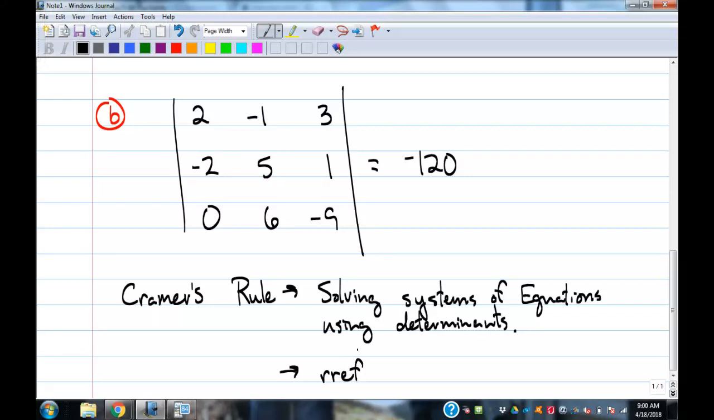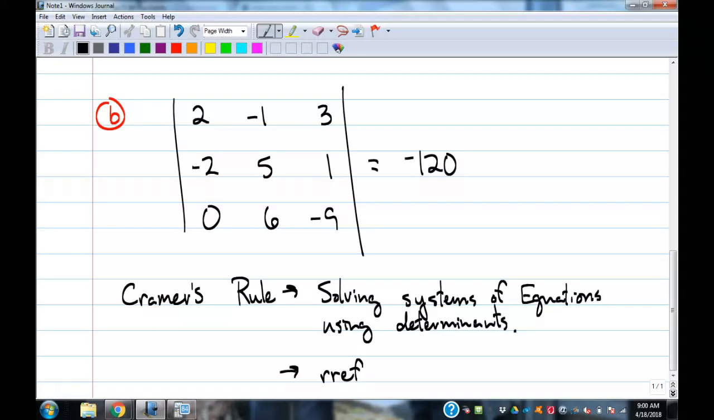What you end up doing with Cramer's rule is you find the determinant of, depending on how many variables you have. If you've got a 2-variable system, like a 2 by 3 augmented matrix, then you have to find the determinant of 3 separate matrices and then use those to find your solutions. If it's a 3-variable system, you've got 4 different matrices to find the determinant of and use those and do some division and stuff with that.